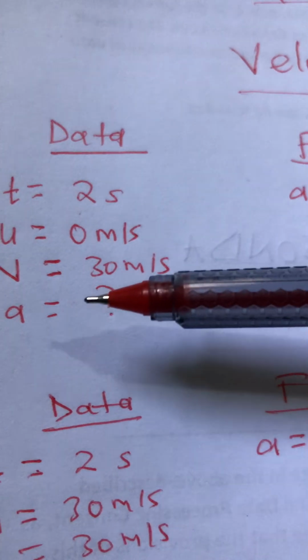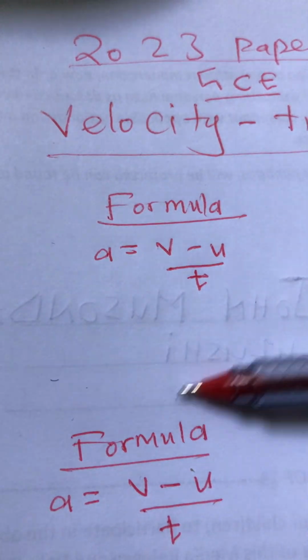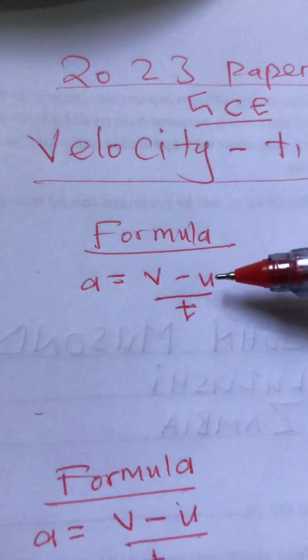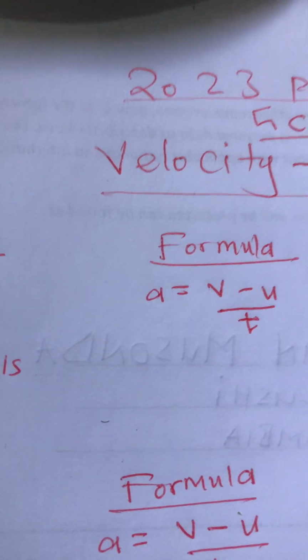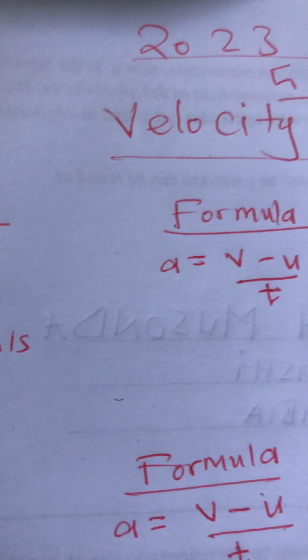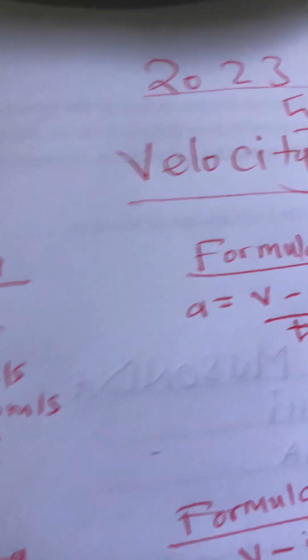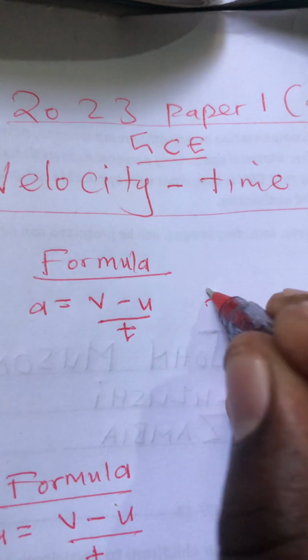After collecting the data, we go to the formula. This is a simple formula that you use for calculating acceleration. This formula has a provision for final velocity, initial velocity, as well as time and acceleration. So let's substitute what we have in the data. Let's now find the answer.